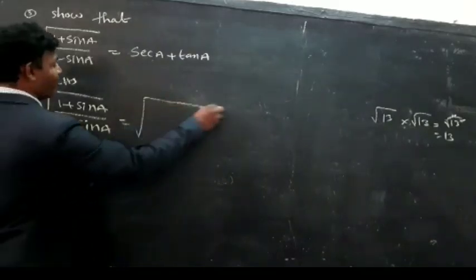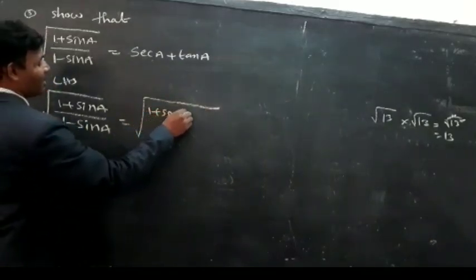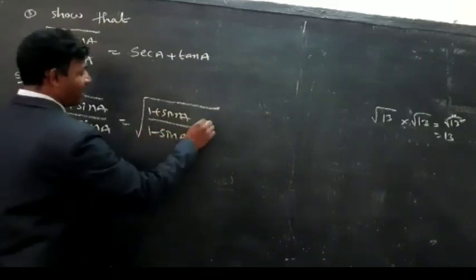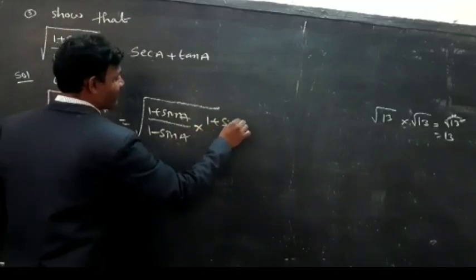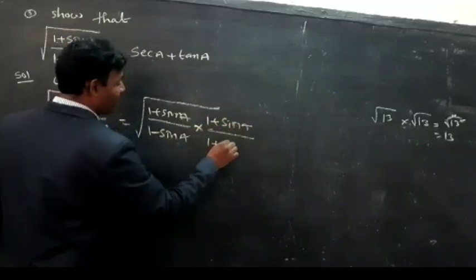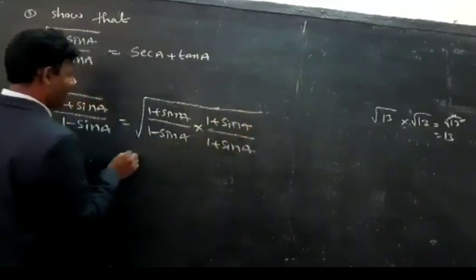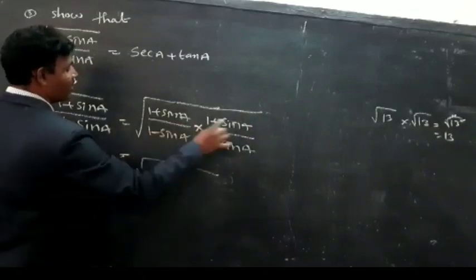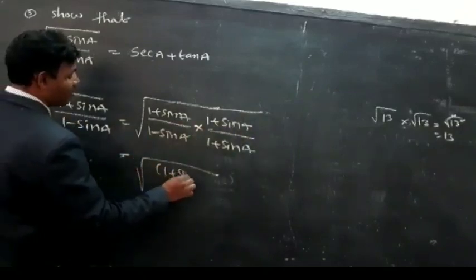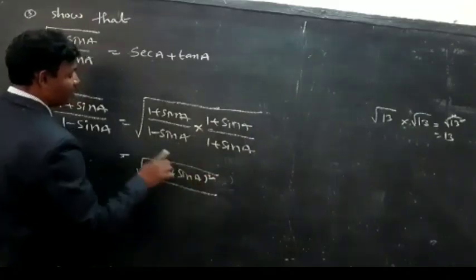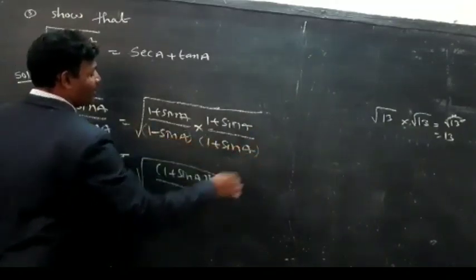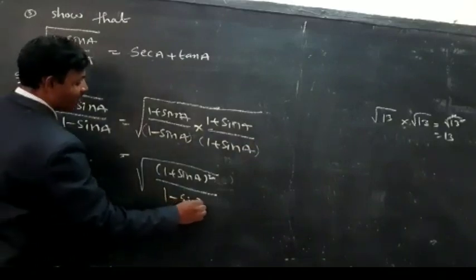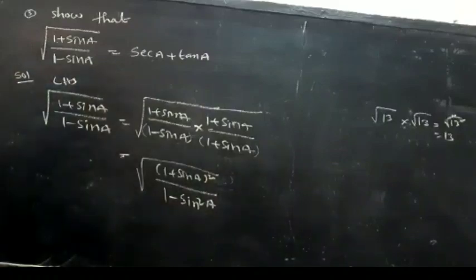So what am I doing here? Under root of (1 plus sin A) by (1 minus sin A). I am dividing and multiplying with 1 plus sin A. So after that, 1 plus sin A and 1 plus sin A we can write as (1 plus sin A) whole square. In the form of (a plus b) and (a minus b), what is the formula? a square minus b square. So this we can write as 1 minus sin square A.